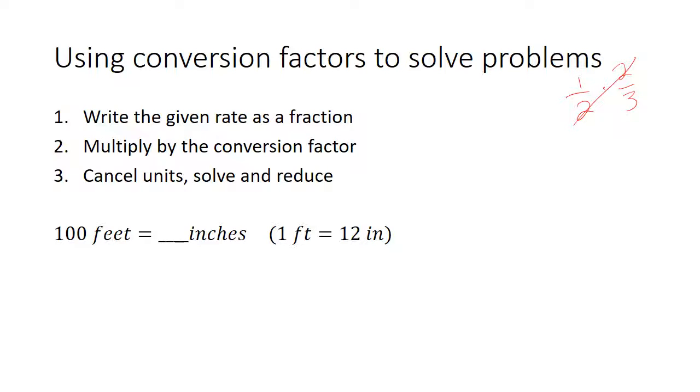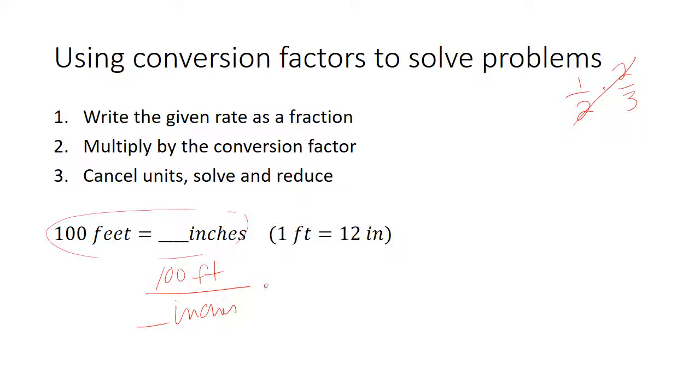So let's say we wanted to know how many inches are in 100 feet, okay? So what we're going to do is take our given rate and write it as a fraction. So we have 100 feet. We're going to put this over inches. We don't know how many inches, but those are equal to each other, so we can write them as a fraction, one on top of the other.